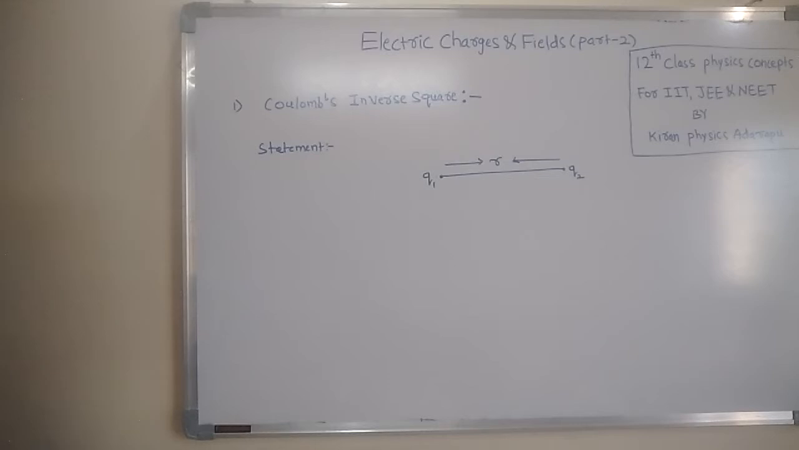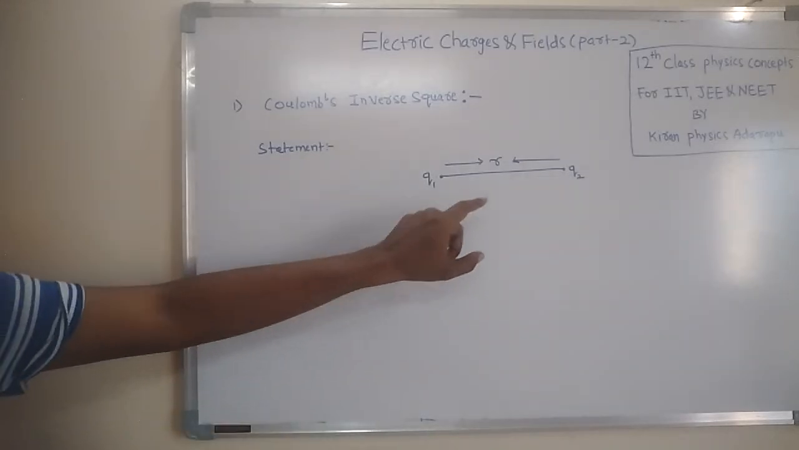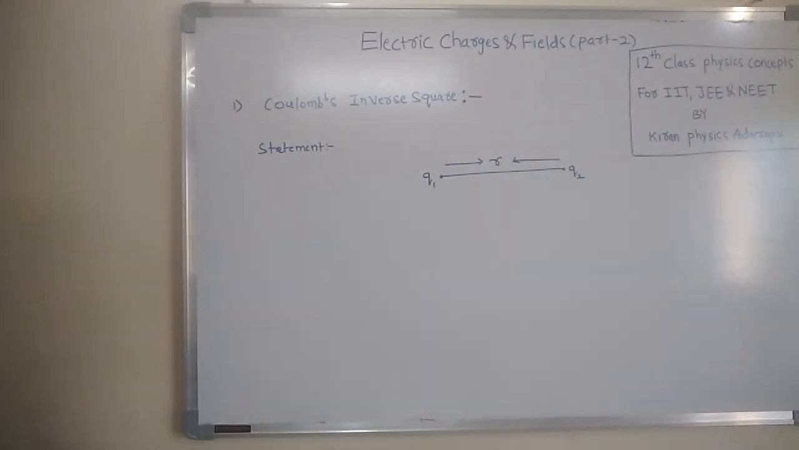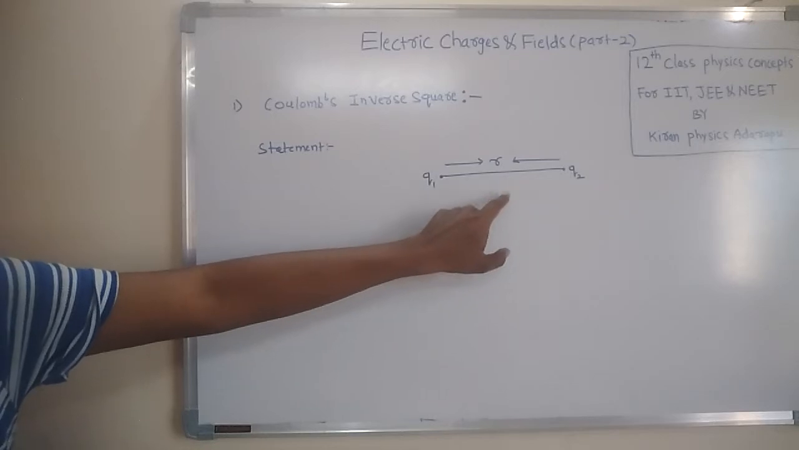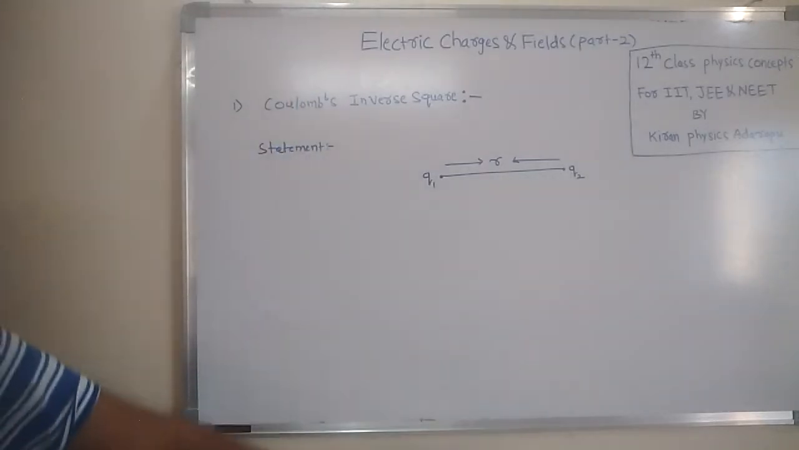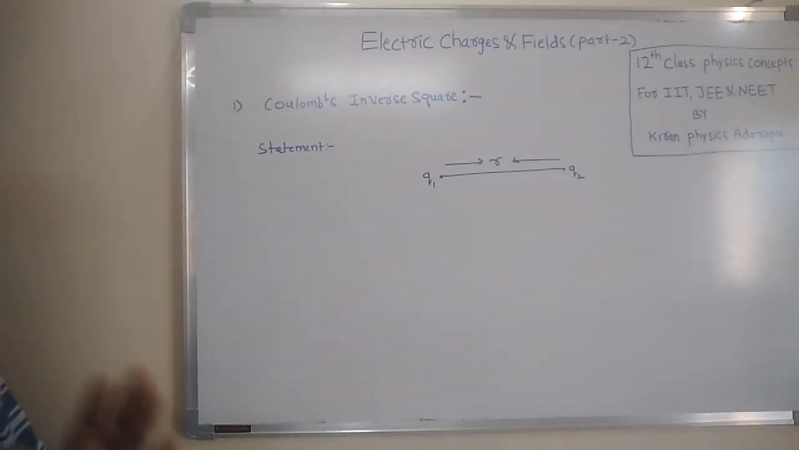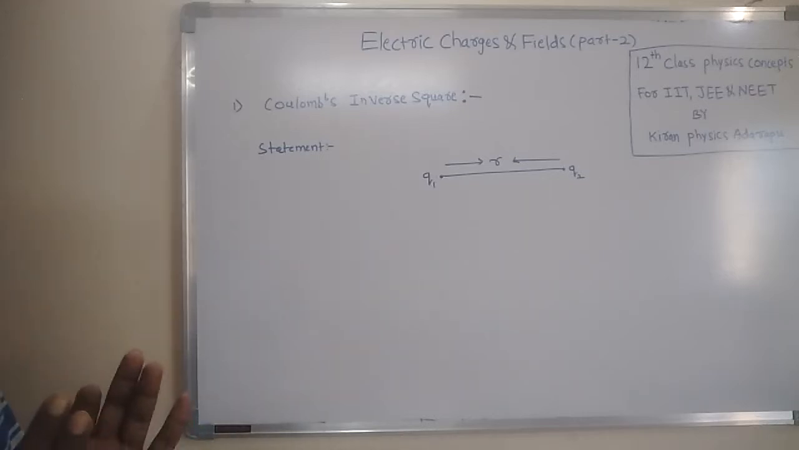According to Coulomb's inverse square law, the force of attraction or repulsion between any two stationary charges is directly proportional to the product of magnitudes of the two charges and inversely proportional to the square of the distance. That is called Coulomb's inverse square law. Listen once again: between any two stationary charges. That means Coulomb's inverse square law is only applicable for stationary charges. It is not applicable for rapidly moving charges.